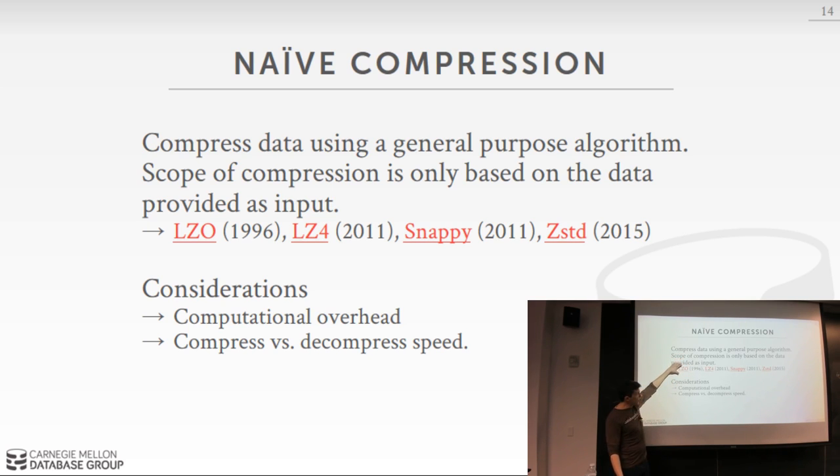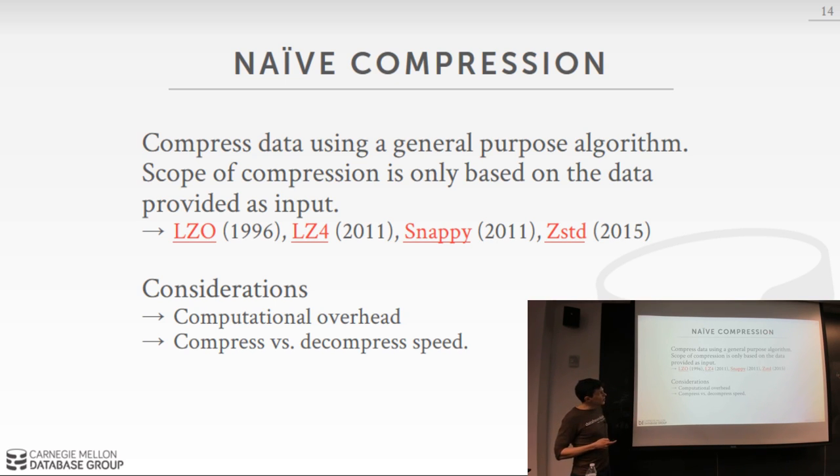Like I said, LZO was the first one. LZ4 was an improvement over it. And then Google released their compression algorithm called Snappy in 2011. And then the current standard that everyone says is the best is Zstandard from Facebook from 2015. So let's see how this would work in a database system.